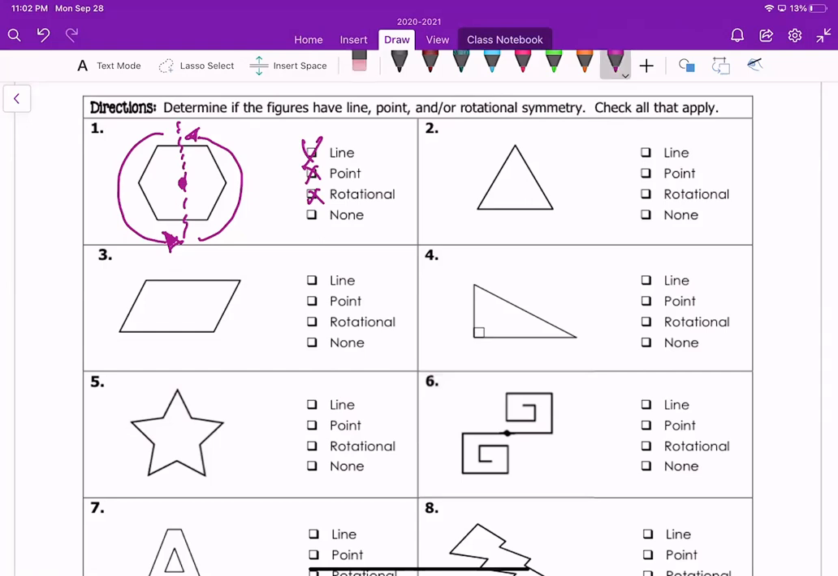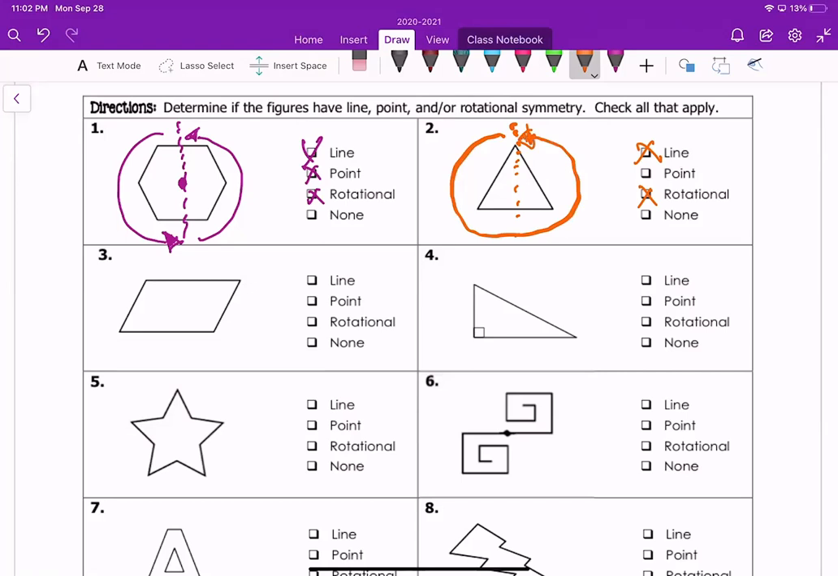So here, number 2, it has line symmetry and it has rotational symmetry. So remember, triangle, it gets cut in half. It is the same. Rotational, again, rotate it about 360. So again, look at the definition. If I rotate it from point to point, I should have rotational symmetry.